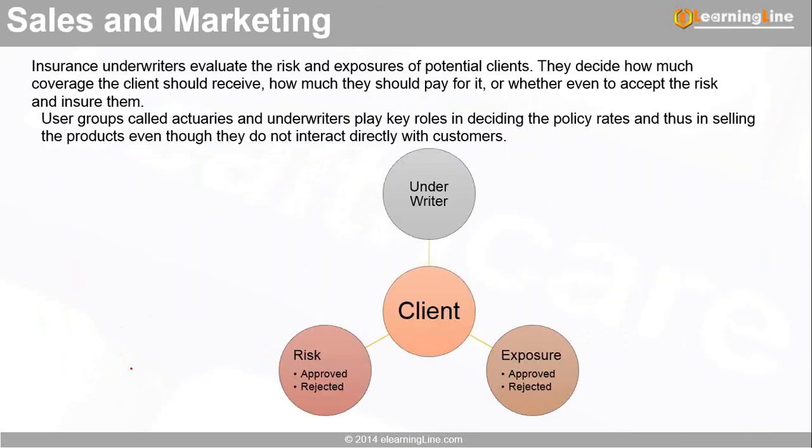So just see this. You have the underwriter, you have a client, and the client has the risk and the exposure. Now the underwriter is the one who is going to look at the risk highlighted by your actuaries. Insurance underwriters evaluate the risk and exposures of a potential client. They decide how much coverage the client should receive, how much they should pay for it, which is your premium, or whether to even accept the risk and insure them or not. So if the risk is higher and the premium is coming out to be mind-blowing and they are not able to offer that, they may reject it.